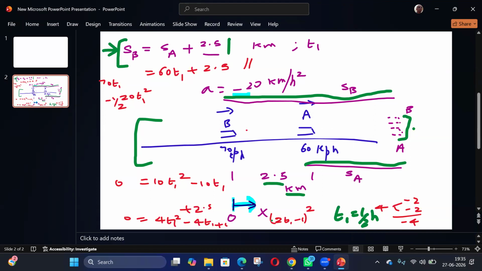Hold on. This 2t minus 1 squared is 4t1 square minus 2 times this one plus 1. So t1 is half, that is correct.